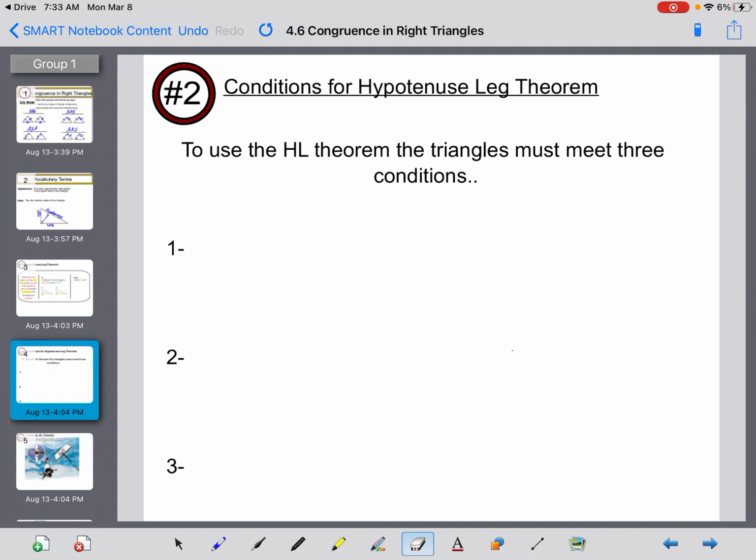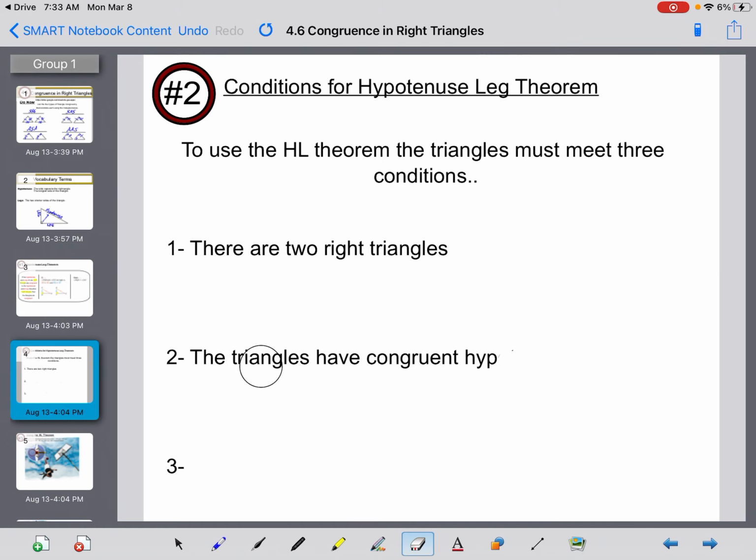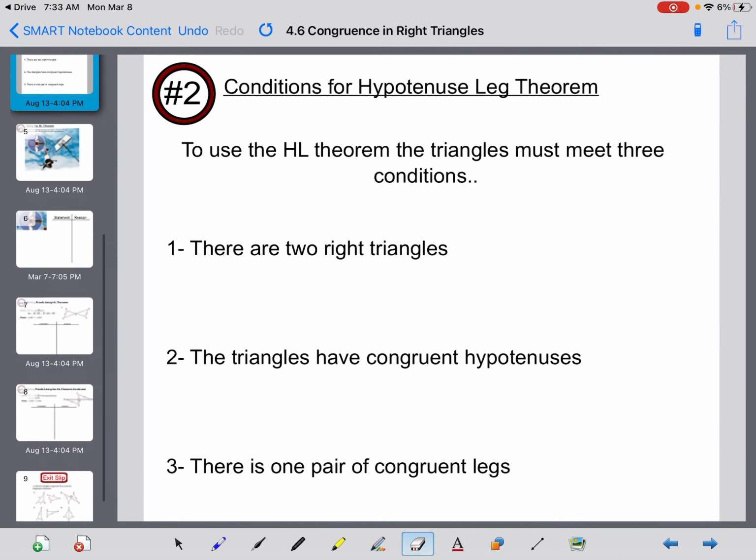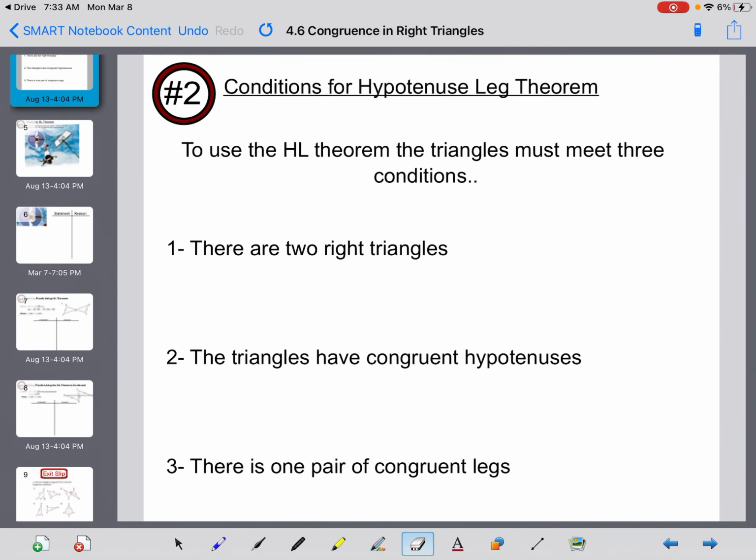There are 3 conditions for the hypotenuse leg theorem. The first is that there needs to be 2 right triangles. The second is that the triangles need to have congruent hypotenuses. And third is that there is 1 pair of congruent legs. Okay, so make sure we have 1, 2, and 3 down.